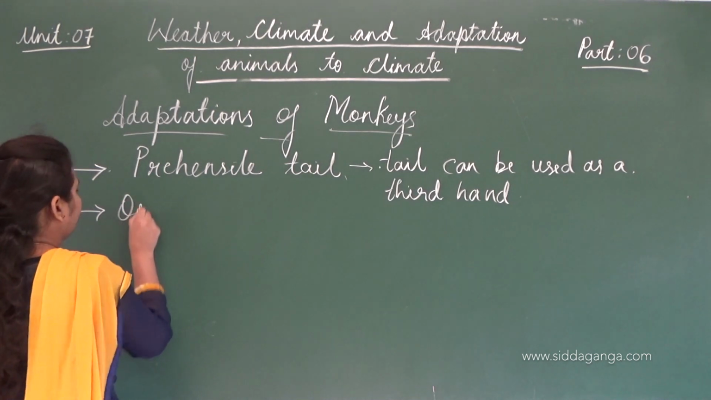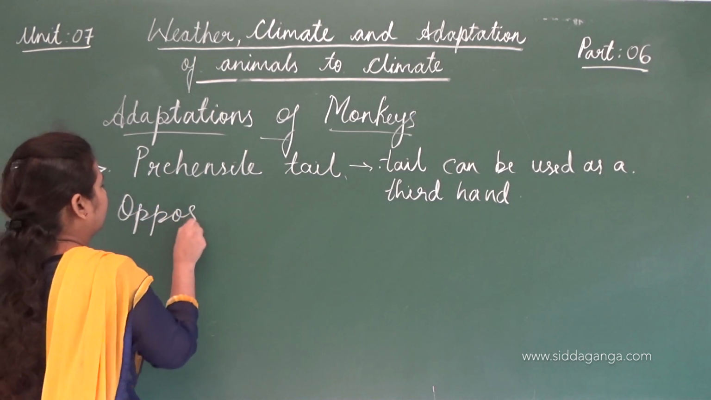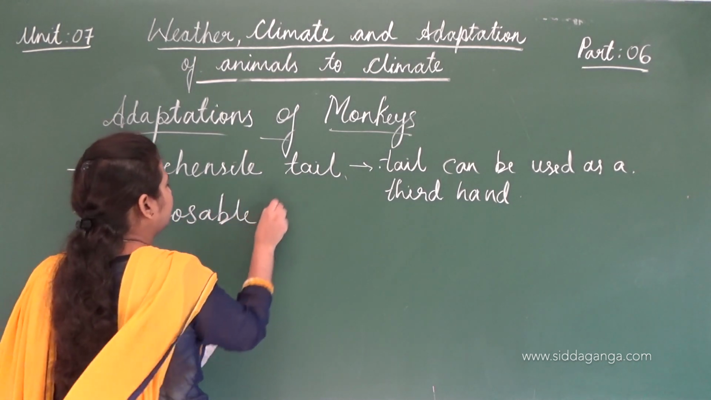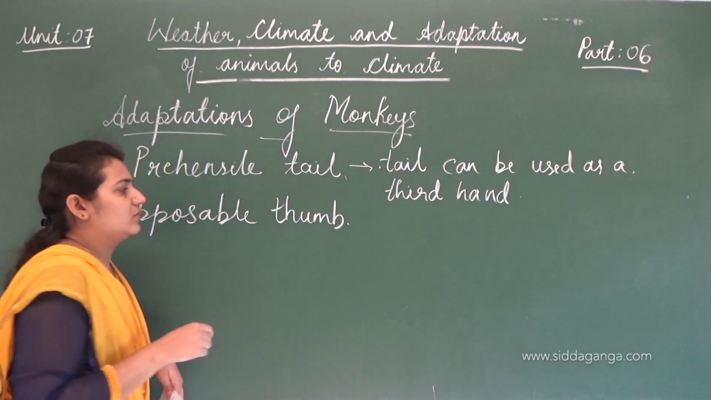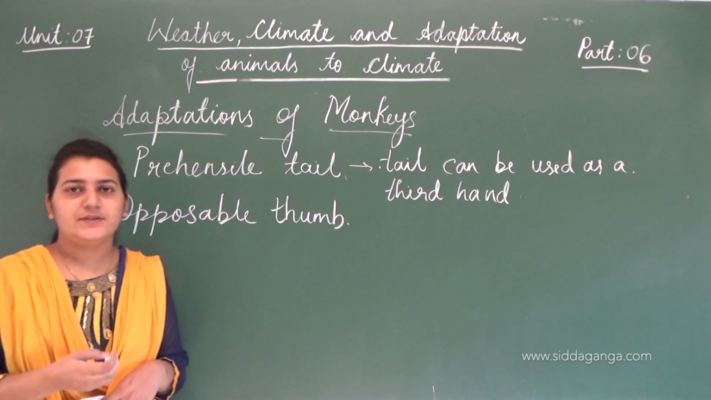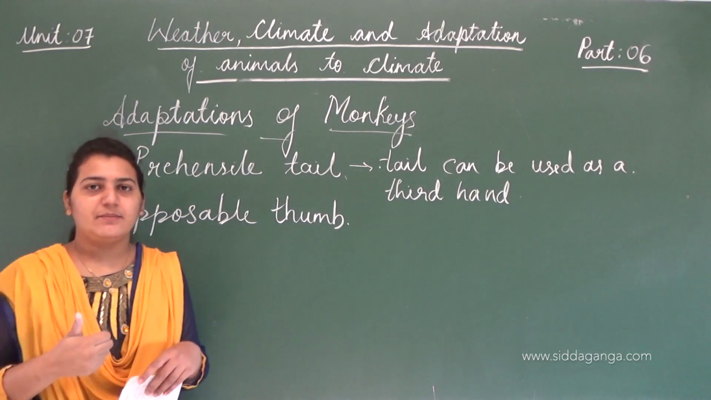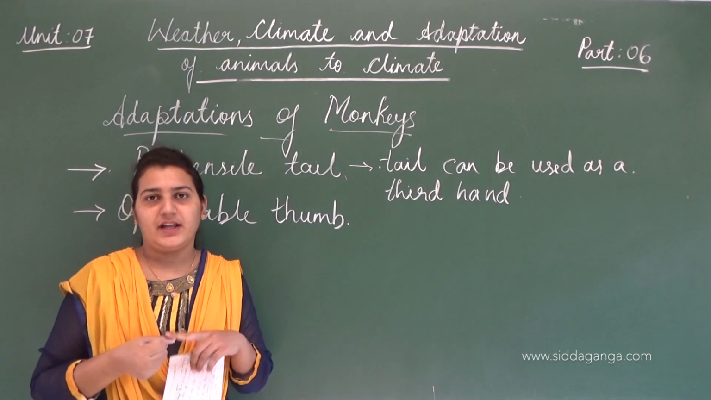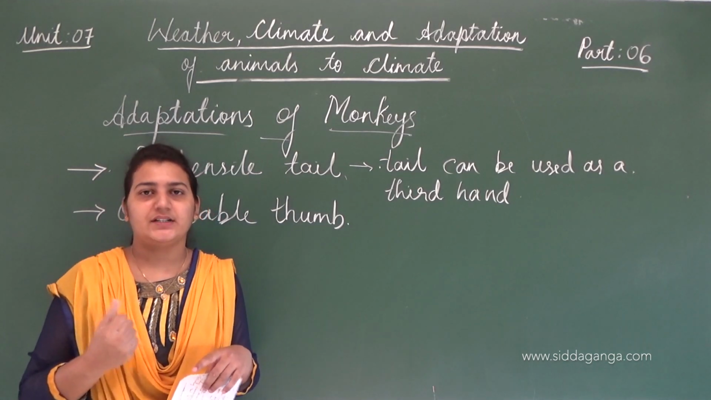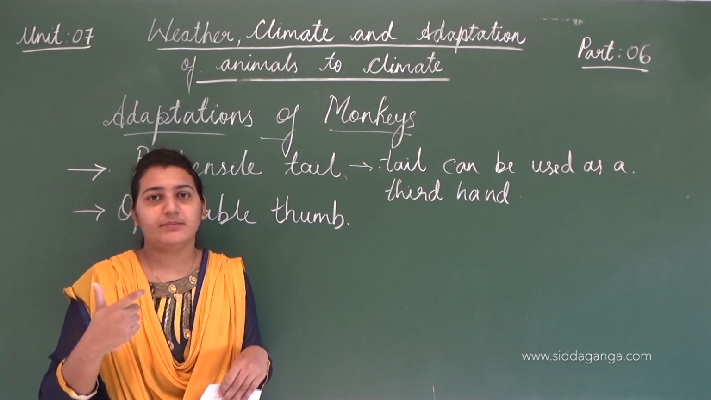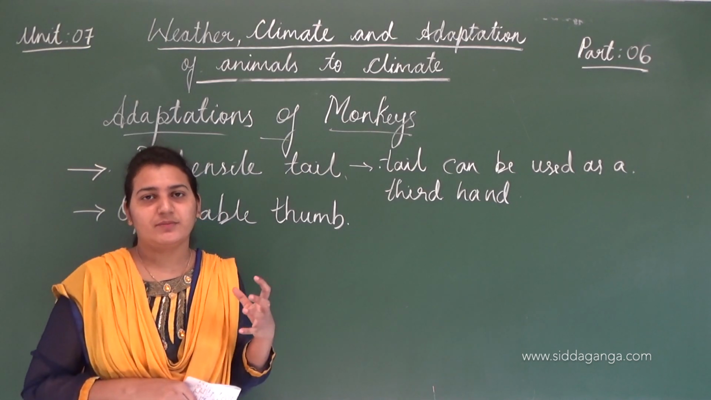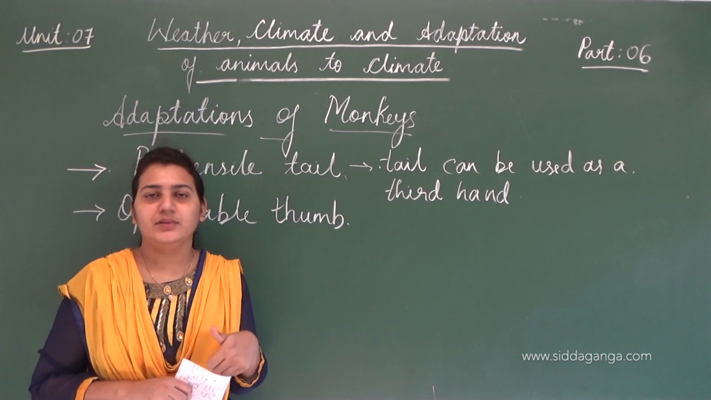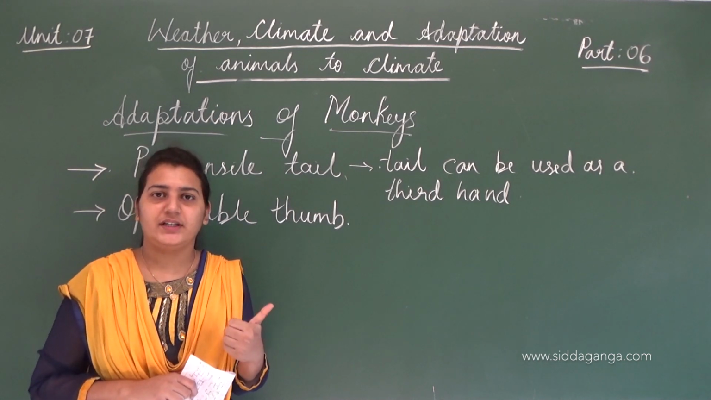Also these monkeys have an opposable thumb. So what does this opposable thumb mean? See, we can bend our thumb only in the front direction. In one way we can bend our thumb, but these monkeys can bend their thumb in both directions. So opposable thumb means they have a thumb which they can bend in both directions.